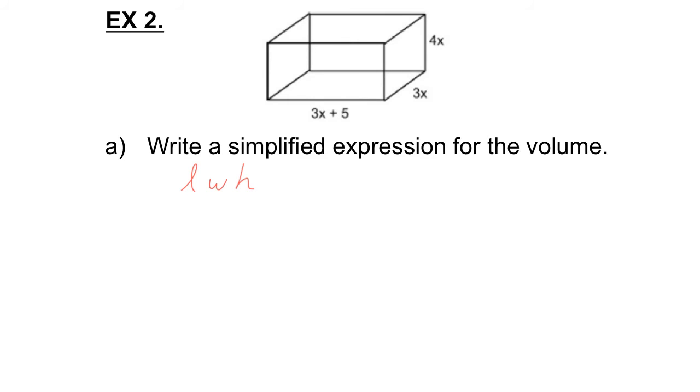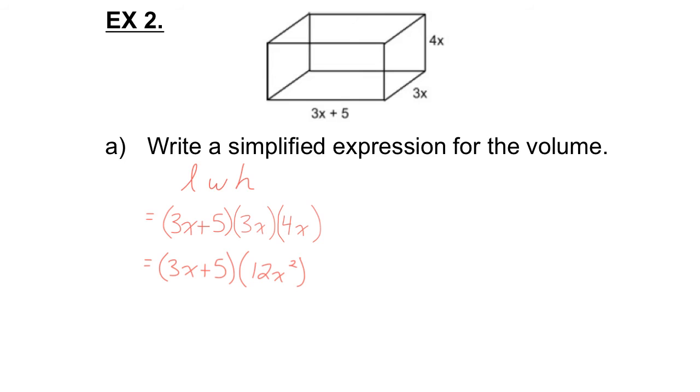The length is 3x plus 5 times the width is 3x times the height is 4x. We're just multiplying all of that together. And that's where the tricky part is, because we have to simplify this expression. So we need to do the multiplication. So I would suggest that we do the 3x times the 4x first. 3x times 4x is 12x squared.